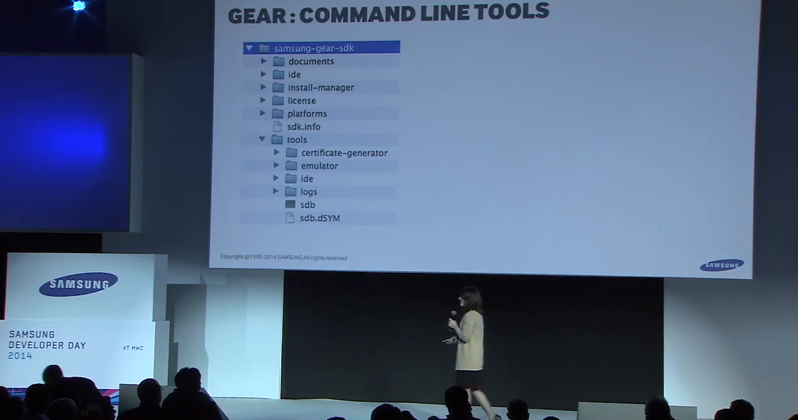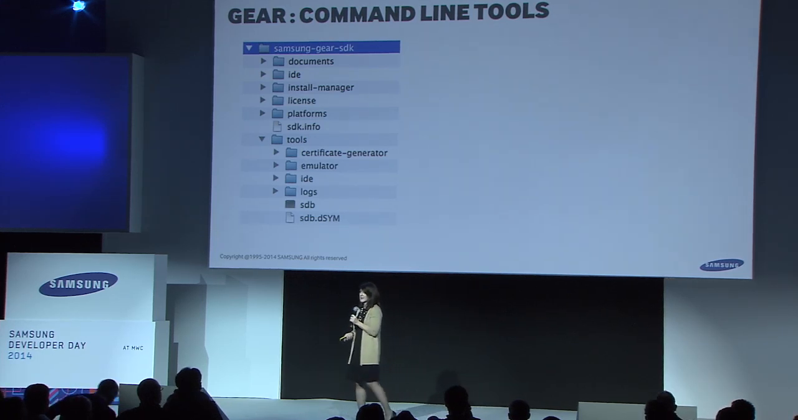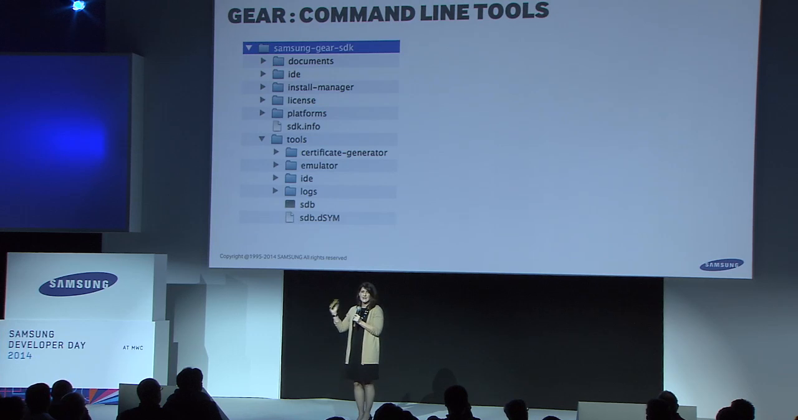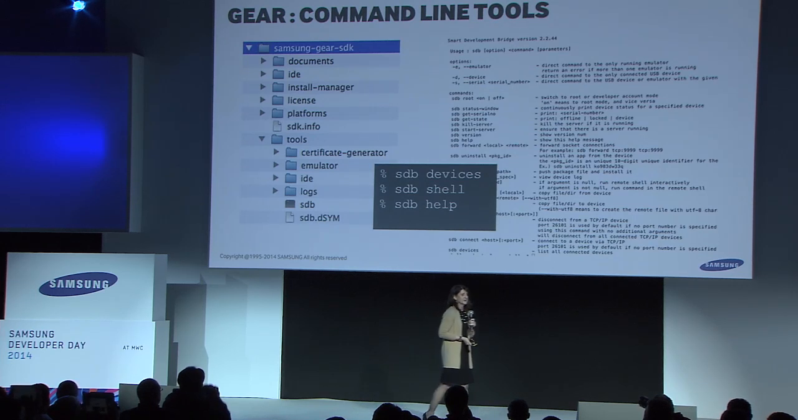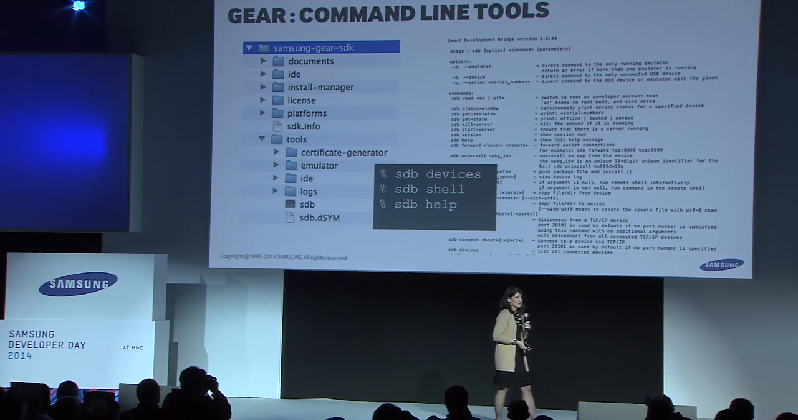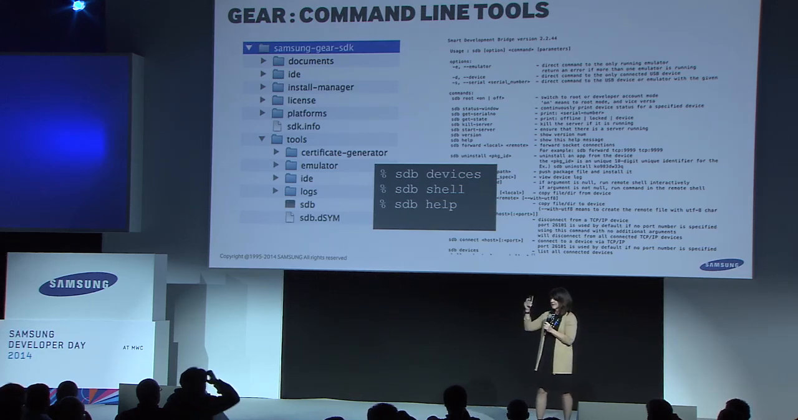There's also a command line tool option. So with this new SDK, Gear SDK, you get this tool called SDB. If you know ADB, it's exactly like ADB. It stands for Smart Development Bridge, and it supports SDB devices to tell you whether your devices are connected on USB or not. You can open a shell through SDB, and if you do SDB help, you will get the full list of the parameters for this tool.